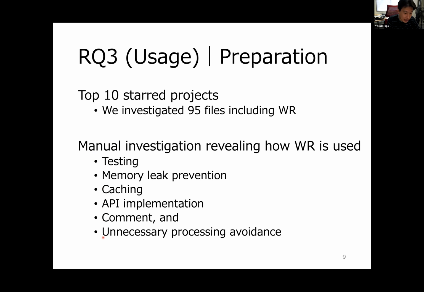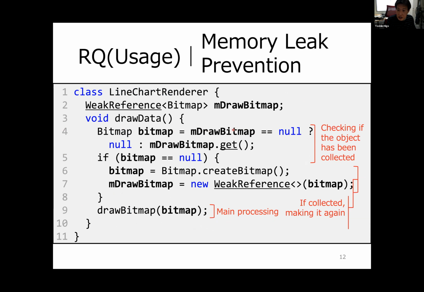I show another example. This example code is for memory leak prevention. In lines 4 and 5, this code checks if the object has been collected or not. And if the object has been collected, it makes it again in this code fragment. And then in line 9, there is the main processing. By using this code, developers can avoid memory leaks by using weak reference.